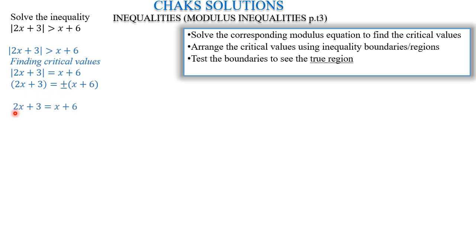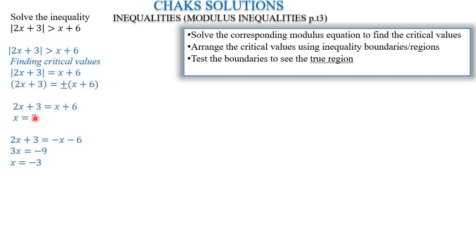Next we solve the two equations that this produces. The first one is 2x plus 3 is equal to x plus 6, by taking the positive. Solving this, we have x is equal to 3. That's the value of x here. Now we solve the other equation: 2x plus 3 is equal to, taking the negative, so the minus affects everything inside, minus x minus 6. So we have 2x plus 3 is equal to minus x minus 6. We can solve: 3x is equal to minus 9. Then you divide both sides by 3, so x is equal to minus 3.